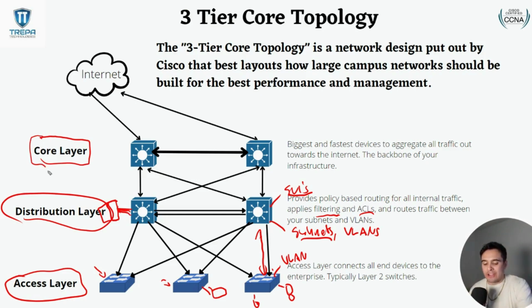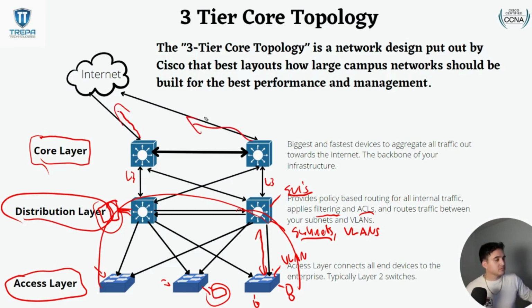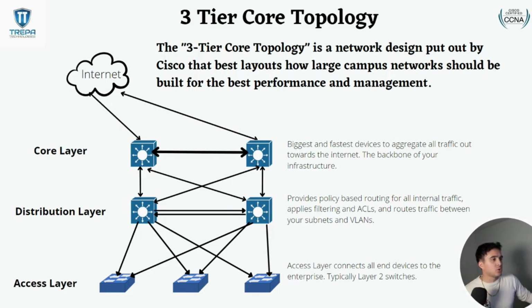And then we have the core layer. This is going to be your biggest and fastest devices that are going to aggregate all traffic in your campus that wants to reach out to the internet. So this is your backbone, right? The backbone of your infrastructure, because at the core layer, you're taking all this internal traffic, to include the servers, your endpoints, all the VLANs, all your subnets. And typically you're going to have layer 3 routing here. And then these core switches are going to route all traffic out to the internet. Okay, so that's the Cisco 3-tier core topology.